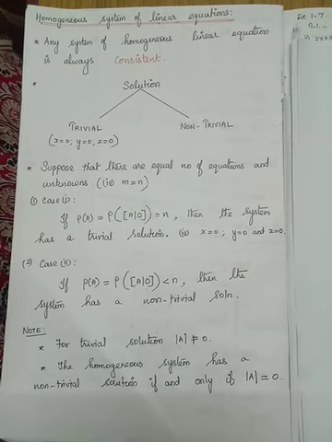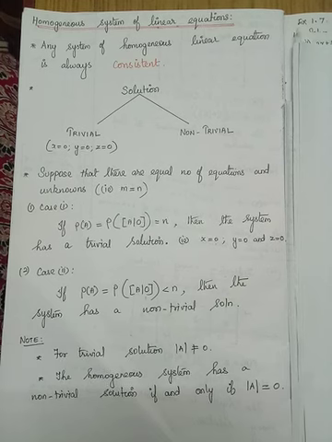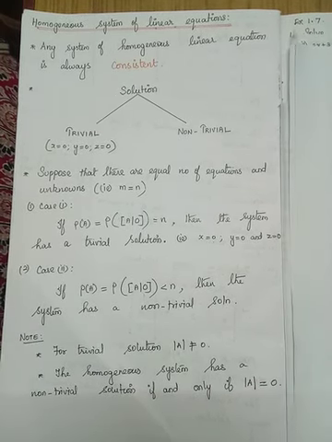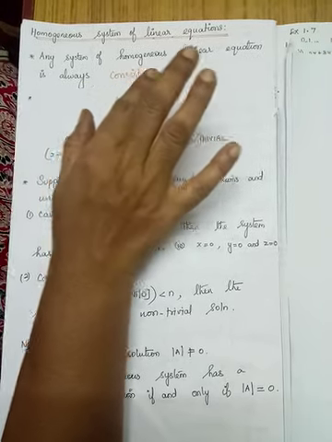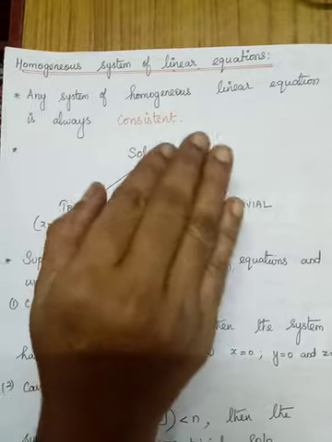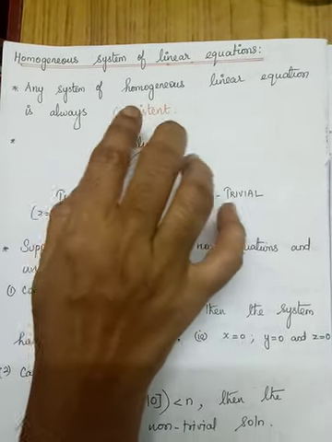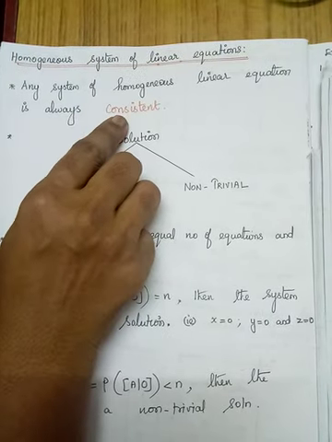Students, today's topic is homogeneous system of linear equations. This system is always consistent. So we can't say a homogeneous system is inconsistent. Any system of homogeneous linear equations is always consistent.